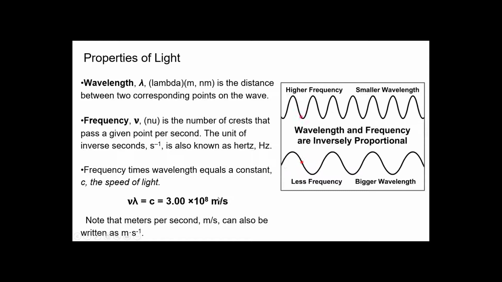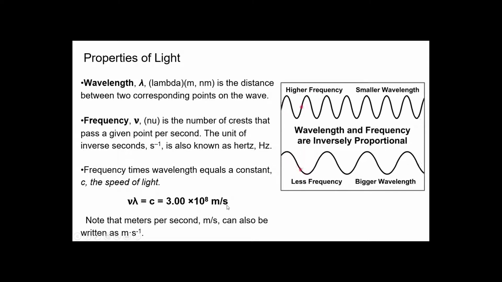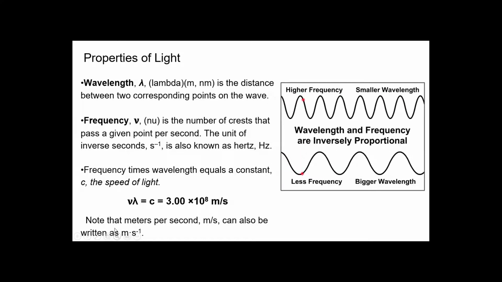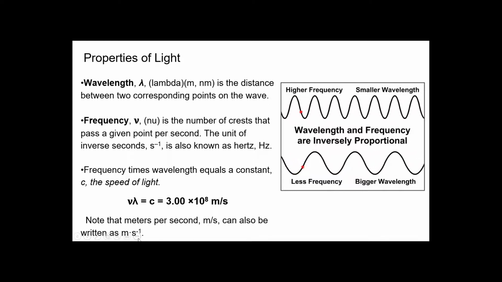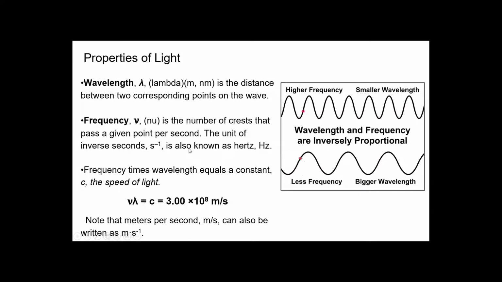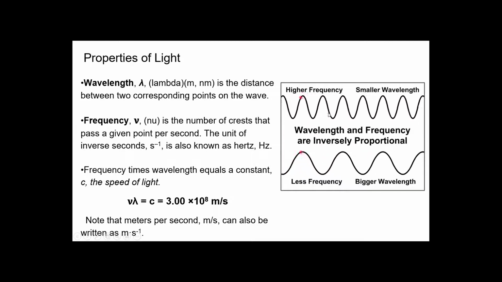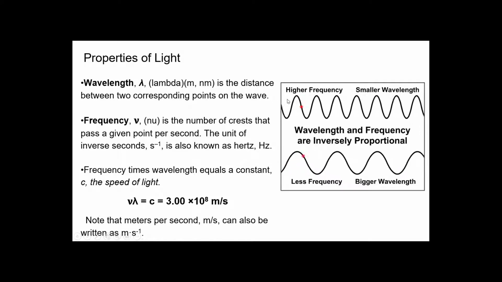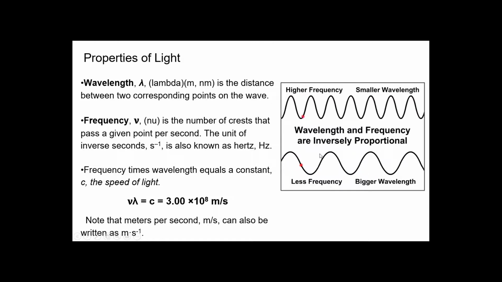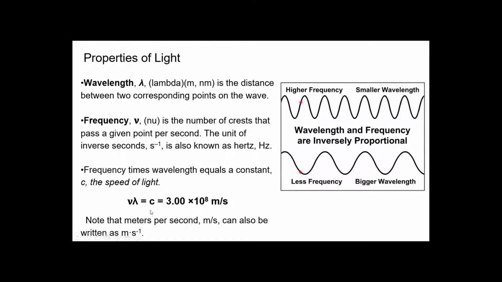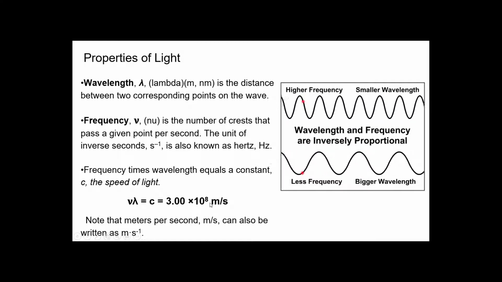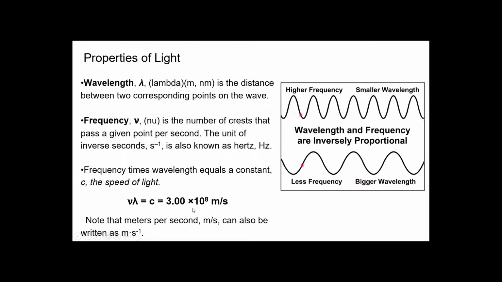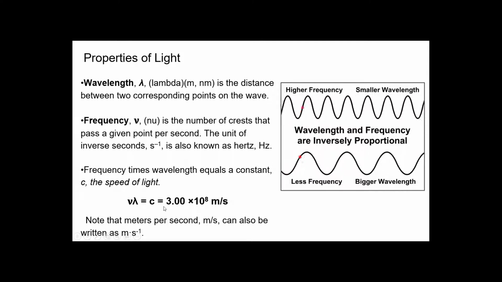meters per second. Remember, for seconds we use an S, we don't use SEC. So this is meters per second, and I have it down here. And you could also write it like this. So wavelength, these are wavelengths. Frequency, either how fast they're going or how slow they're going, equals 3.00 times 10 to the 8 meters per second. Now, this is a constant, meaning this number doesn't change.